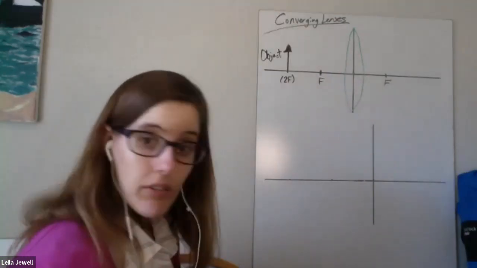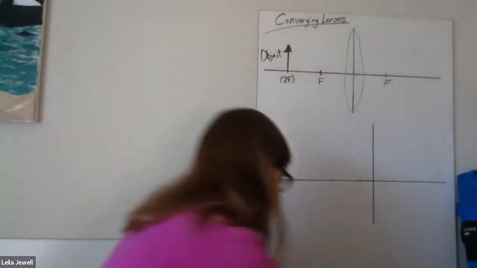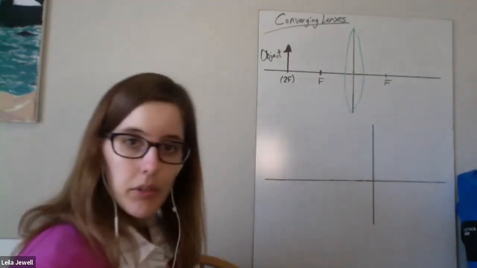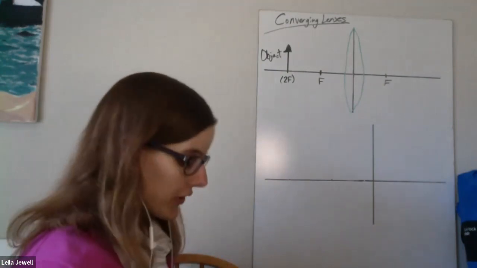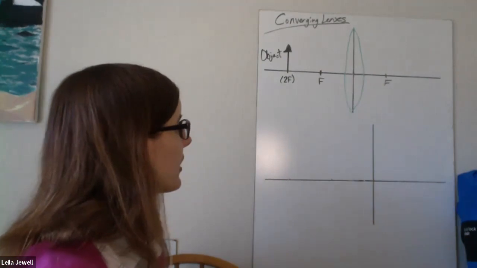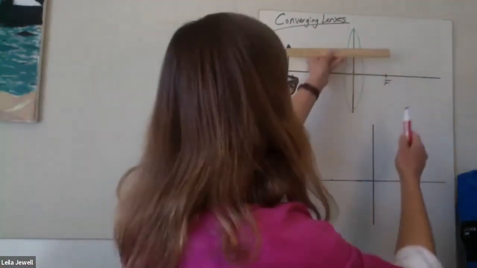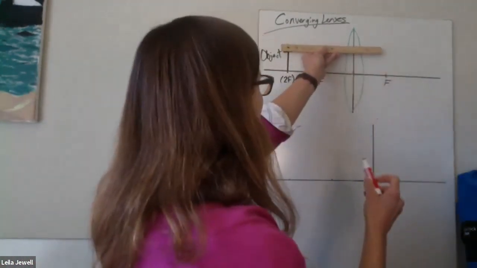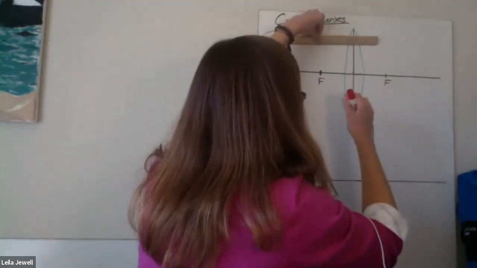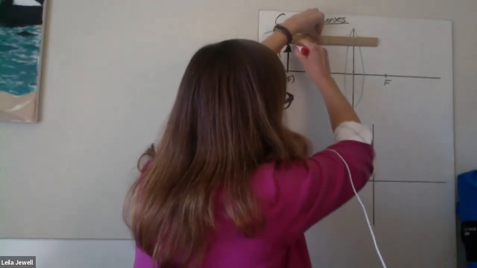Then we have 3 principal light rays. There are many more light rays that would fill in, but these are the three that we're going to focus on. They're very similar to what we had with mirrors. The first ray, just as with mirrors, is going to go parallel to the principal axis until it reaches the lens. So try to line this up as parallel as possible.